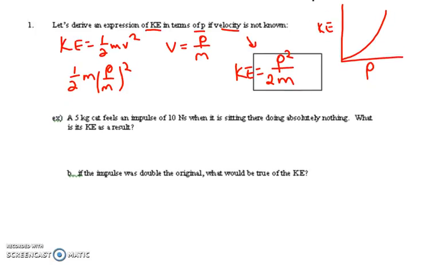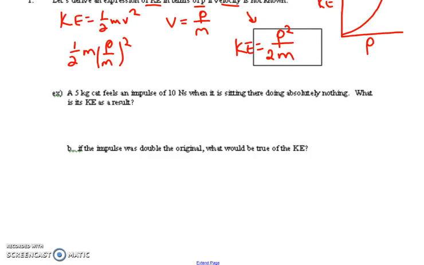So a simple little problem we can do is, let's say we have a cat. It feels an impulse of 10 newton seconds when it's sitting there doing nothing, which means its initial velocity is 0. What is its kinetic energy? Normally we don't associate impulse with kinetic energy, but we do associate impulse with a change in momentum. So the change in momentum is going to be 10 kilogram meters per second, and therefore its final momentum is going to be 10 because initial momentum was 0.